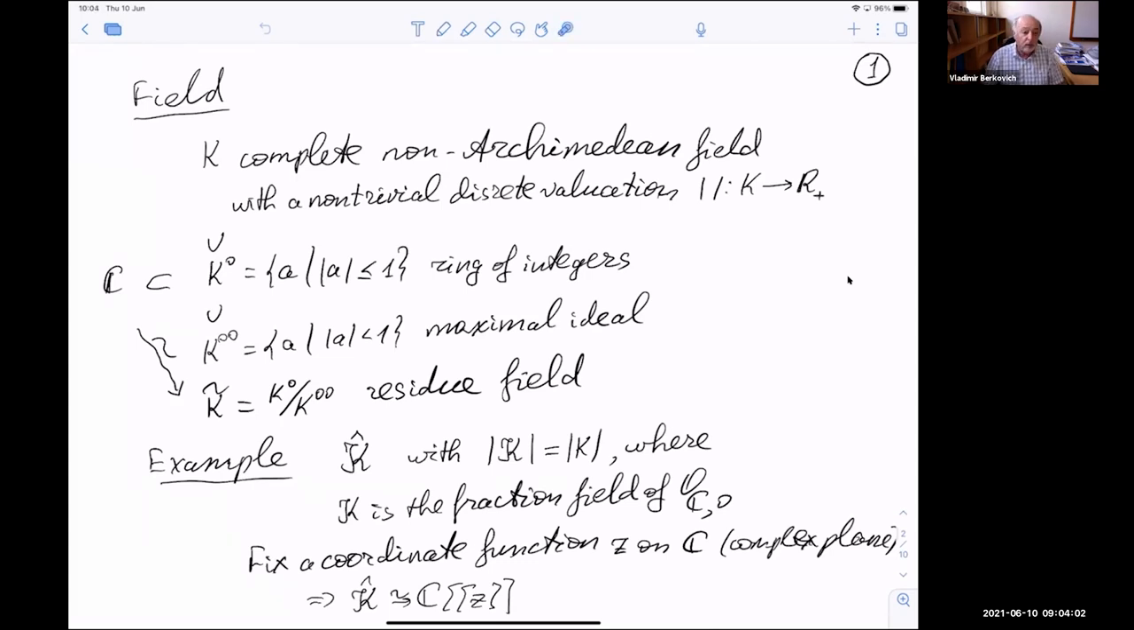K naught is the ring of integers. K with two nodes is the maximal ideal, it's a principal ideal. And K tilde is the residue field. These are standard notations. And so, in fact, the field we consider is non-canonically isomorphic to the field of formal Laurent power series. But I do not want to fix this isomorphism. And so, abstractly, I assume that the ring of integers contains the field of complex numbers, and this field of complex numbers maps onto the residue field.